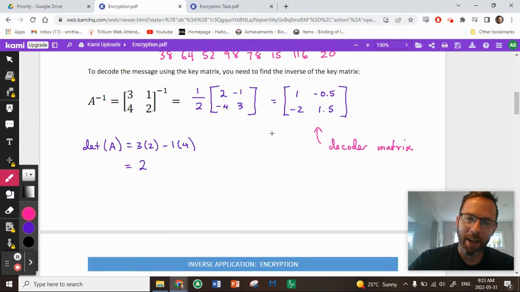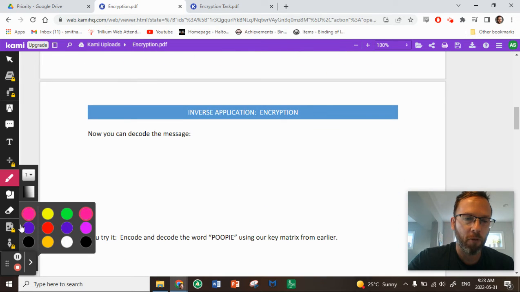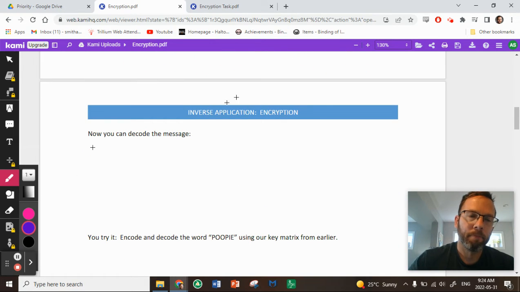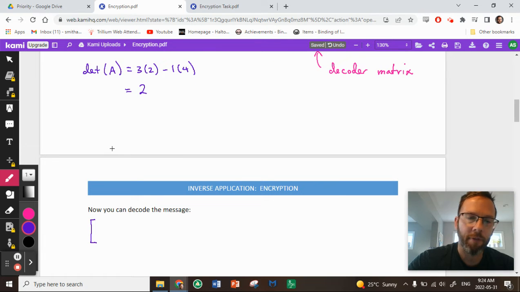Let's continue. Okay, so now we can decode the message. How do we do that? Well, we take our encoded message as matrices and multiply it by our decoder matrix. It's important we do the decoder matrix first, actually, when we multiply. So we have these two multiplications to do. You have this on your page. I have to flip back and forth because I'm 40 now and I have absolutely no short-term memory. 1, -0.5, -2, and 1.5.